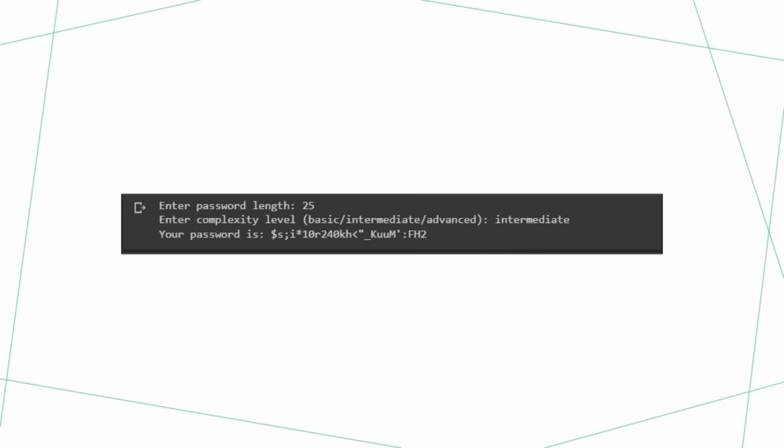Program starts with asking the password length, keeps with complexity level. In the basic level, it only uses the numbers and letters. In the intermediate level, it also uses punctuations. In the advanced level, it also uses space with punctuations. Here we pass 25 as password length and intermediate as complexity level. We can see that our password is generated.